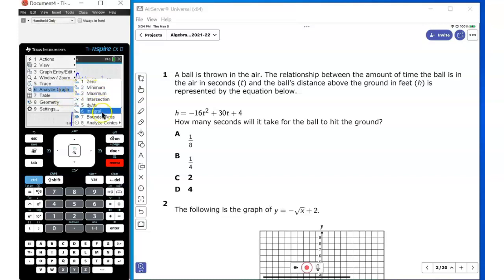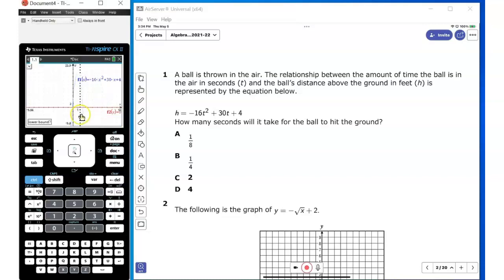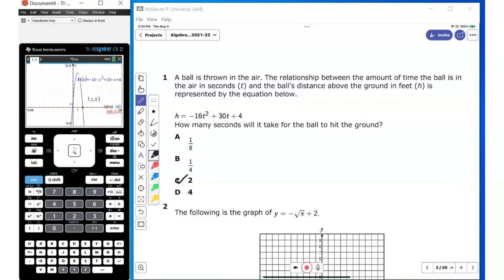Analyze graph. Intersection. So here is the lower bound, upper bound. And so after 2 seconds, the ball will hit the ground again. So the answer is C. If you want to check it differently, all you can do is you can substitute.